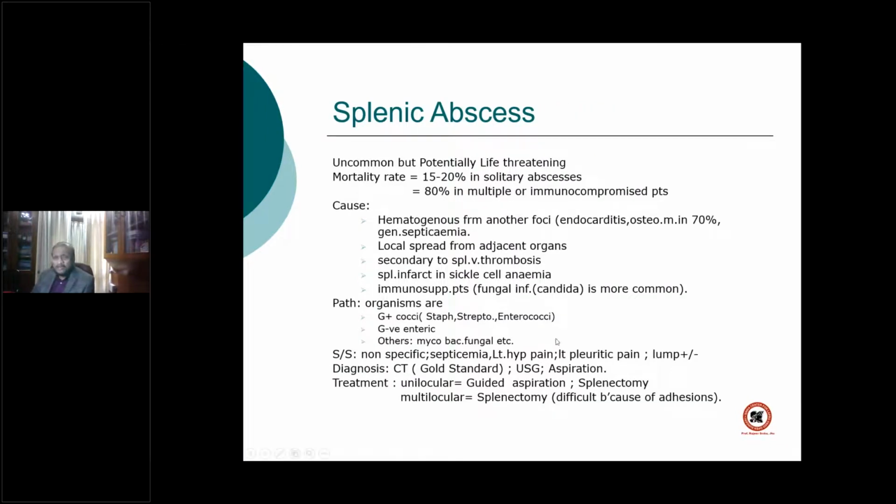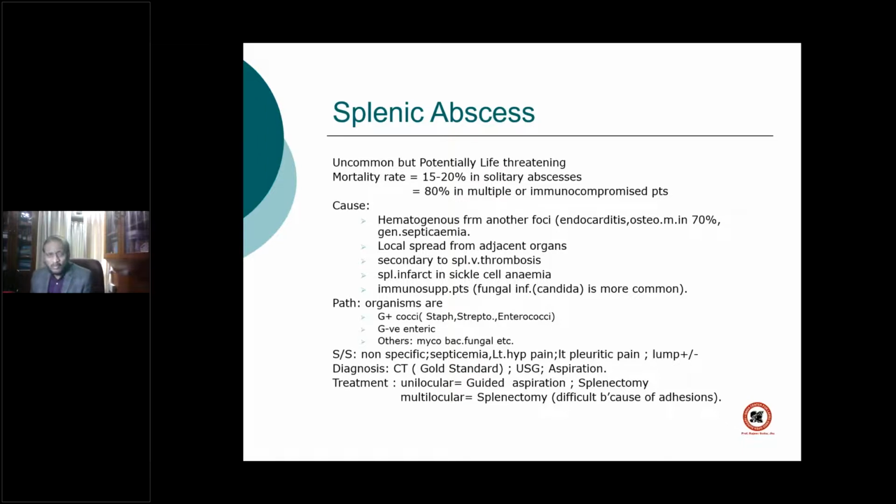Splenic abscess, uncommon but potentially life-threatening. That is why it is important. Mortality rate, see, 15-20% in a solitary abscess. That's a very high mortality rate. And 80% in multiple abscesses or an immunocompromised patient. 80% mortality. I am an immunocompromised patient, I am HIV positive, and I have splenic abscess. My chances of surviving are only 20%. That's a very high mortality rate.